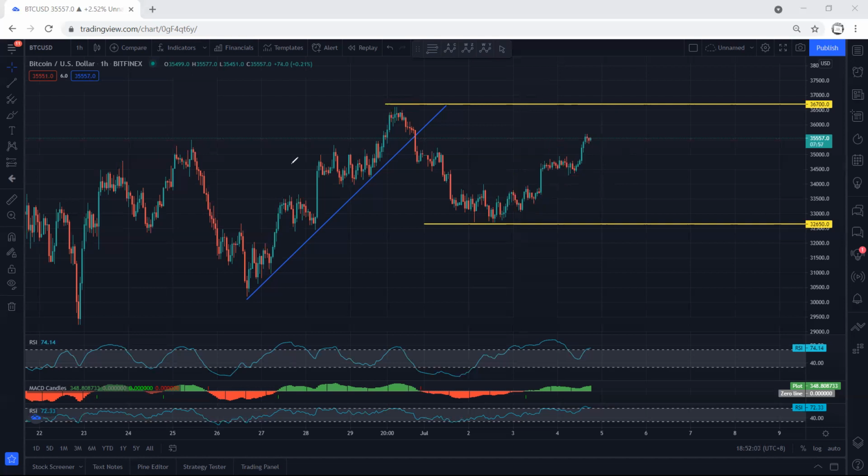Okay, and right now we have been looking for this possibility. The only thing is we need to see the breakout of the previous top, which is 36,700. Then from there, we want to see whether we can look for continuation or not. Anyway, we just follow the chart. If I see any update, I will share.